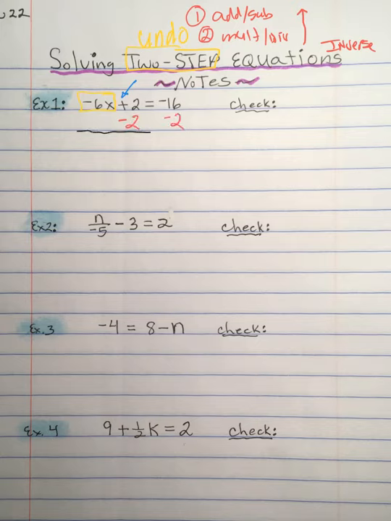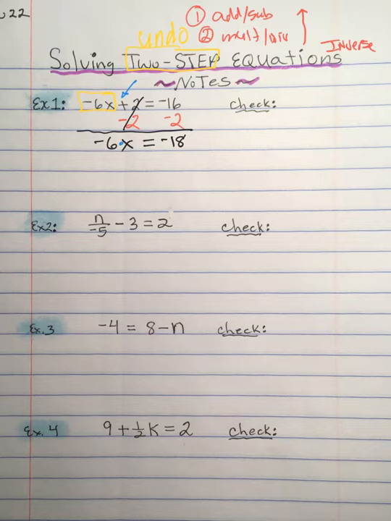And then if we do that, line up your equals. So 2 plus -2, that's 0. And 0 plus -6x leaves you just -6x on this side. And then -16 minus 2 is -18. And now we can undo the multiplication.